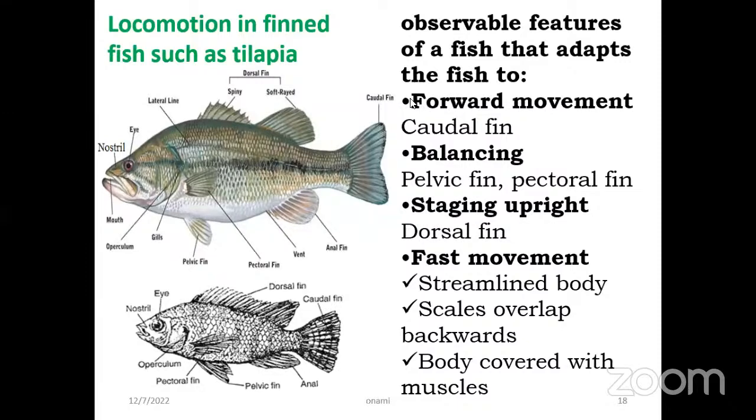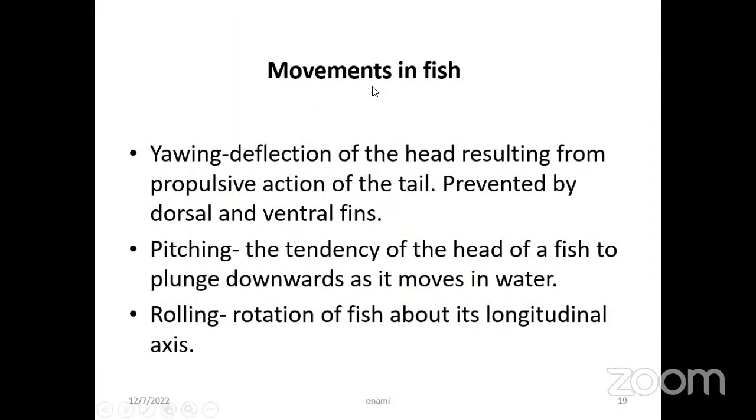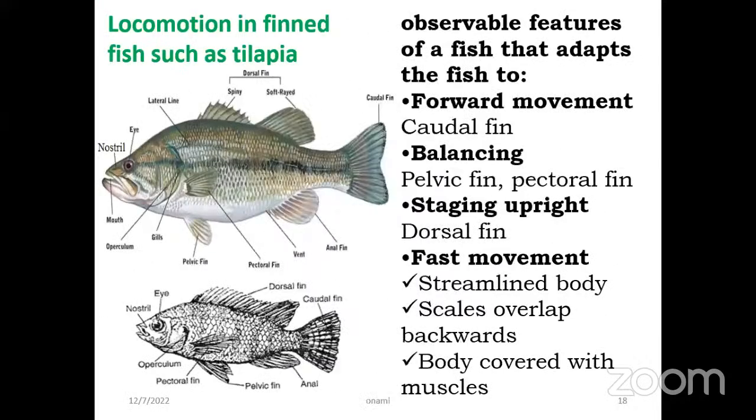moves in water. And the last, so there are 3 types of movements that can be exhibited by the fish as it moves in water. We have yawing, and yawing, we found out that it is the deflection of the head, and the head deflects because of the propulsive activity of the tail fin. We have looked at it in the previous slide. We have found out that forward movement in fish is enhanced by the propulsive activity of the caudal fin.